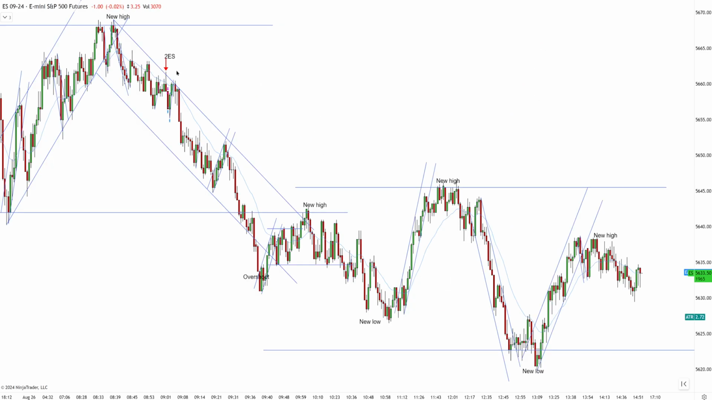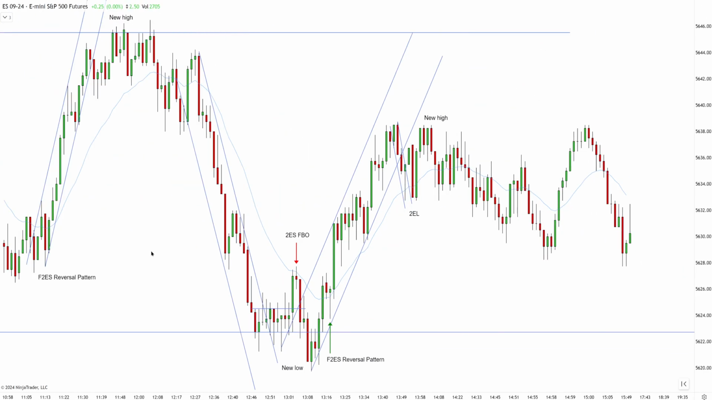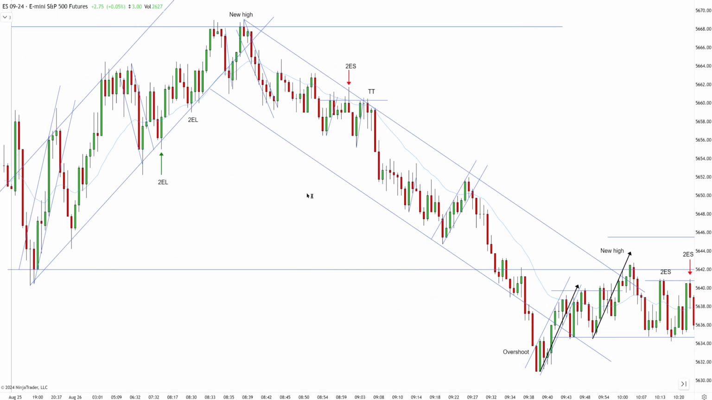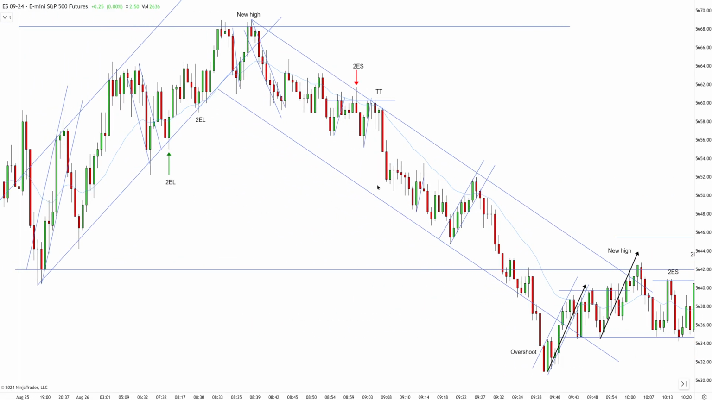Alright, so I'm going to wrap it up with my one trade. So this is the overall structure for today. It was actually a very decent day when it comes to price action. It was very predictable. You can predict where the market is going to go based on price action rules.